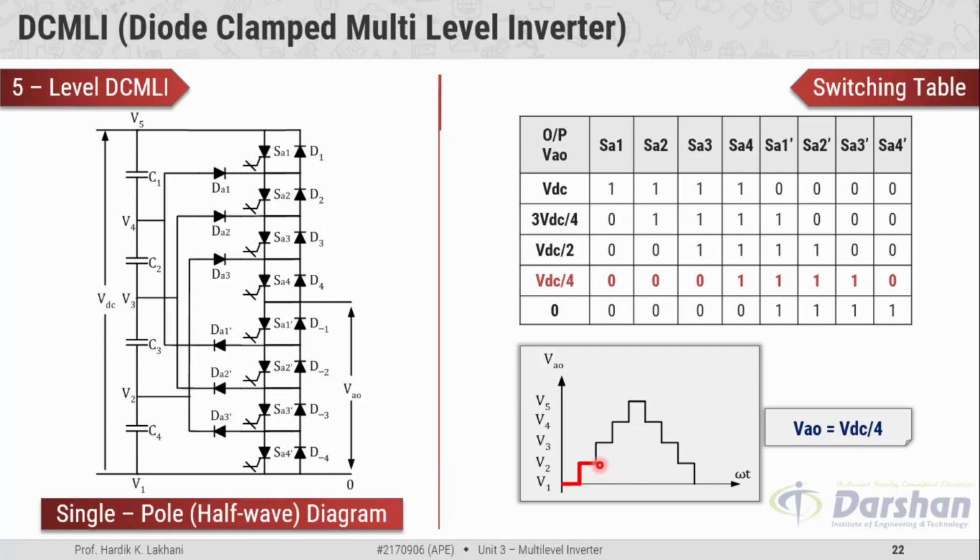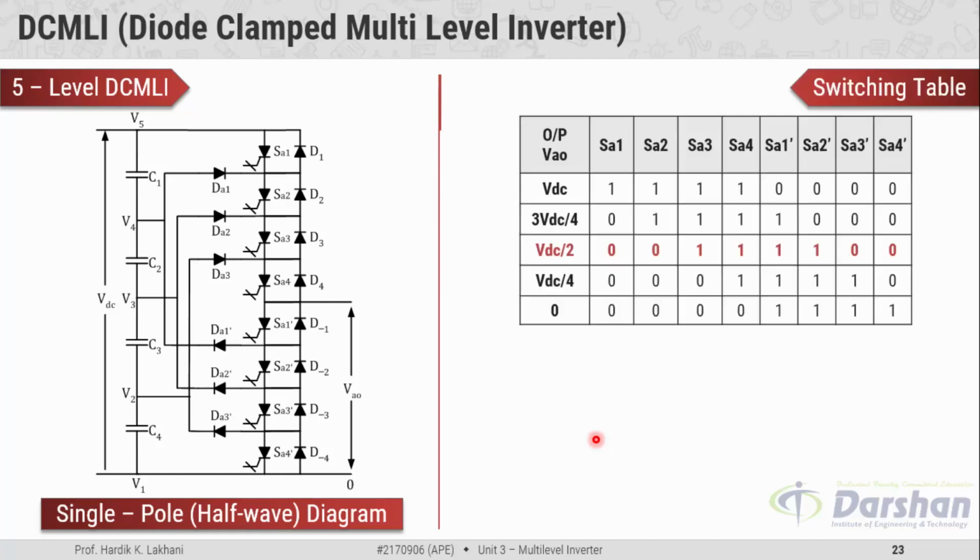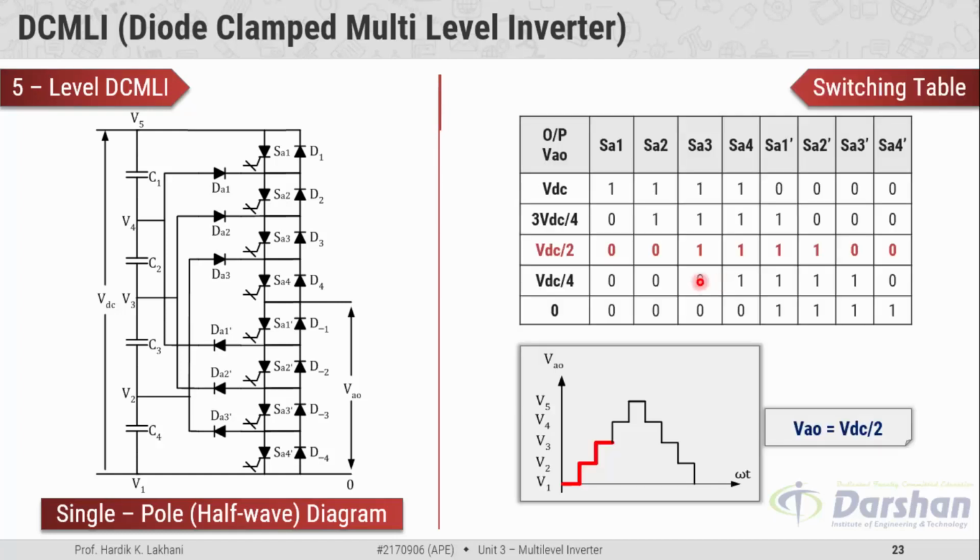Till the time we keep the switches in this position, we get output voltage equal to VDC by 4, that is the second level. But at this instant, the switching state would be changed to go from second level to the third level, and for that, as per the switching table, SA3 switch would be turned on and SA3 dash switch would be turned off.